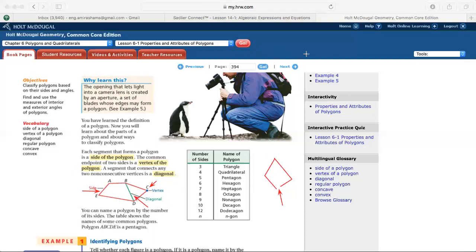Okay, let's classify the polygons according to their sides. If the number of sides is 3, it is called a triangle. 4, quadrilateral. 5, pentagon. 6, hexagon. 7, heptagon. 8, octagon. 9, nonagon. 10, decagon. 12, dodecagon. N, which means whatever the number of sides is, I will call it an n-gon. Okay, girls?